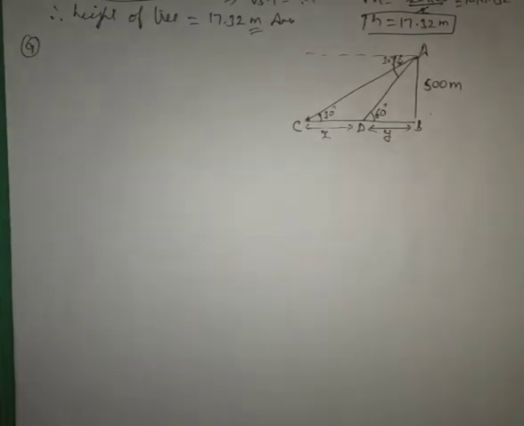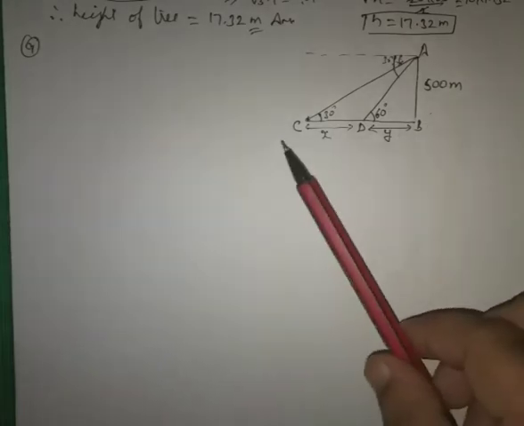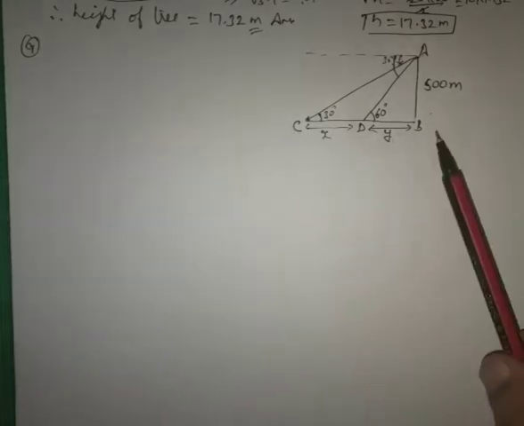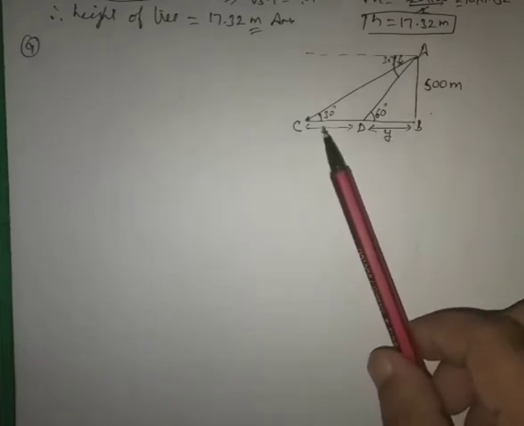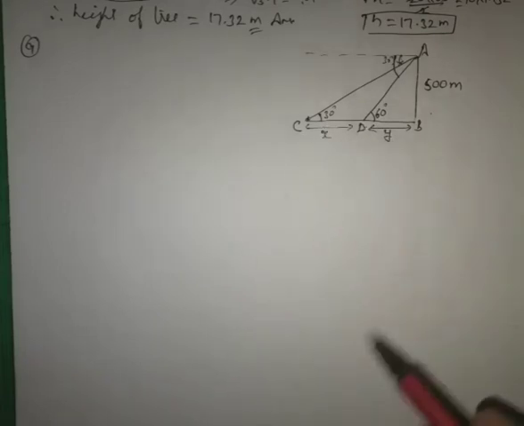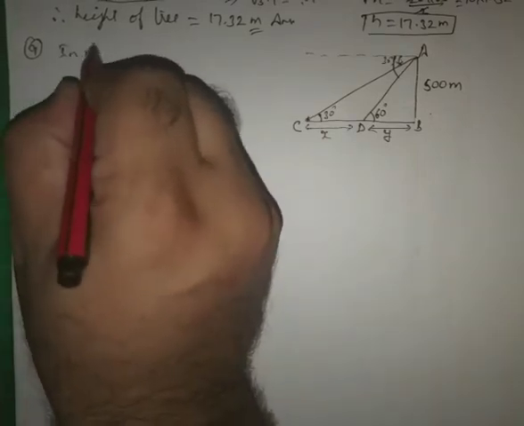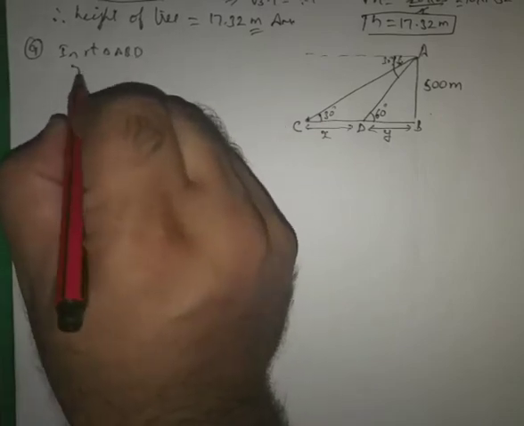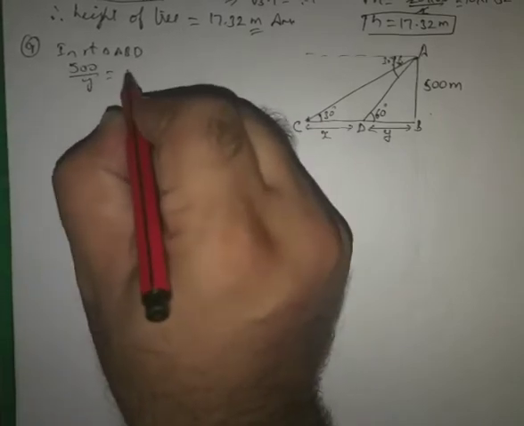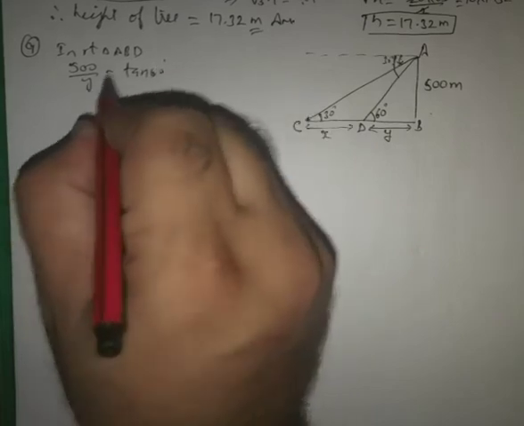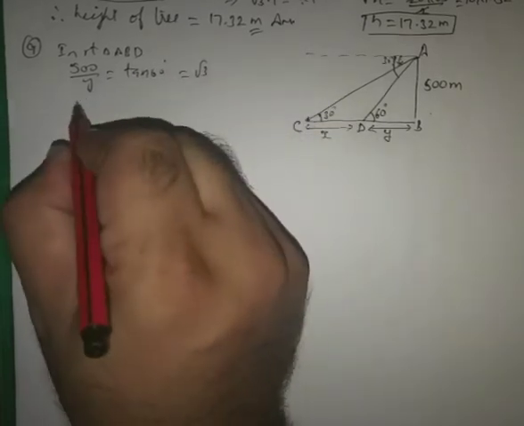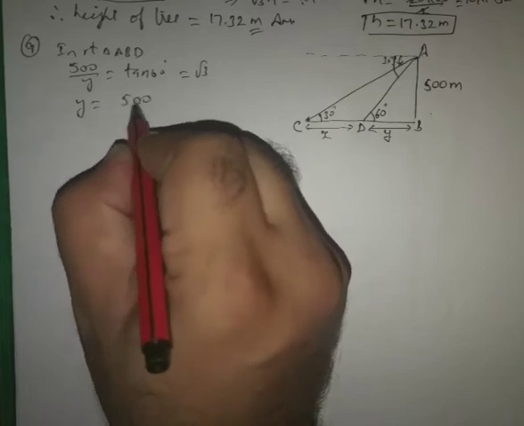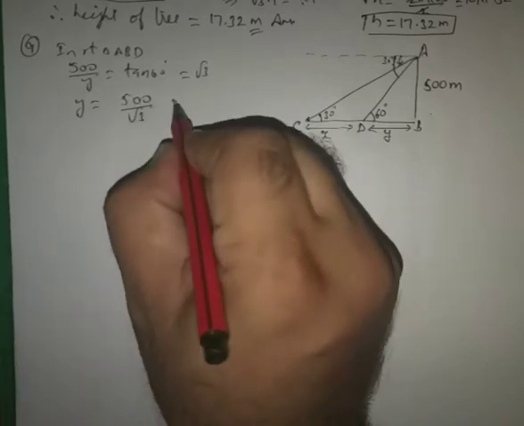Now you can describe the things by yourself. You can say that AB is the cliff and C is the initial position of the ship that is moving towards the cliff, and the angle of elevation is changing from 30 to 60 degrees. First of all, I will find the relationship between X and Y. So in right angle triangle ABD, I am writing 500 over Y is equal to tan 60. Tan 60 is root 3. So from here I will get Y as 500 over root 3 meters.